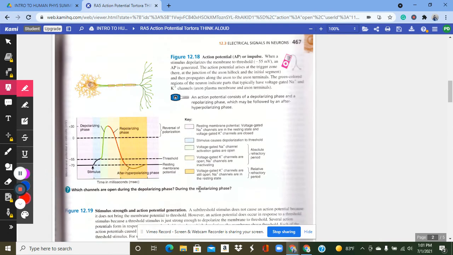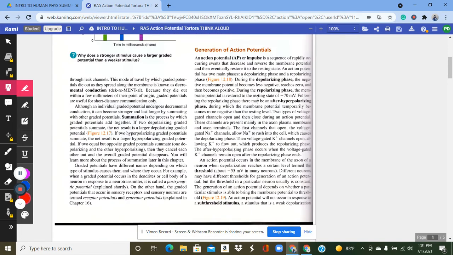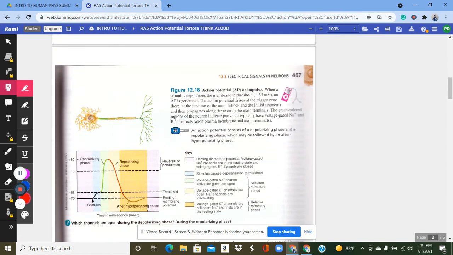Okay, so Figure 12.18, which was mentioned in the earlier paragraphs. So, an action potential, a nerve impulse. When a stimulus depolarizes the membrane to threshold, negative 55 millivolts, an action potential is generated. The action potential arises at the trigger zone, here at the junction of the axon hillock and the initial segment, and then propagates along the axon to the axon terminals. The green-colored regions of the neuron indicate parts that typically have voltage-gated sodium and potassium channels: the axon plasma membrane and axon terminals.